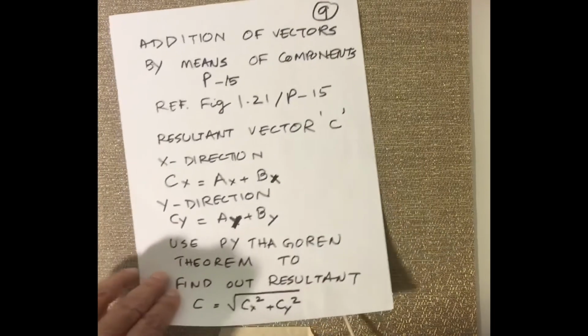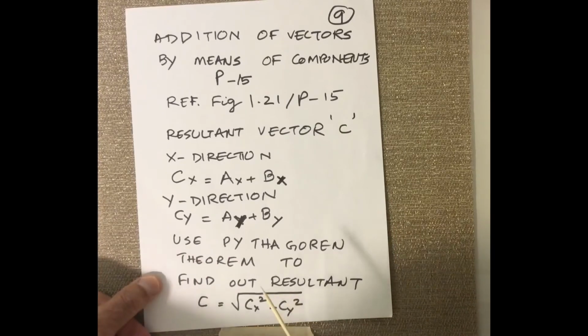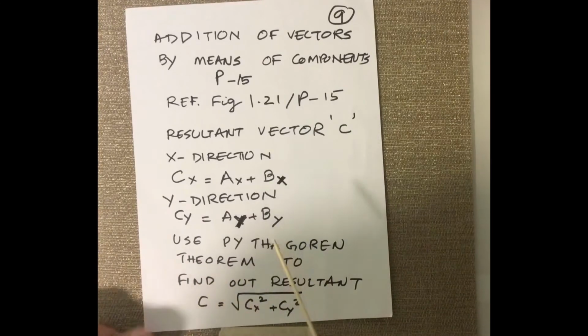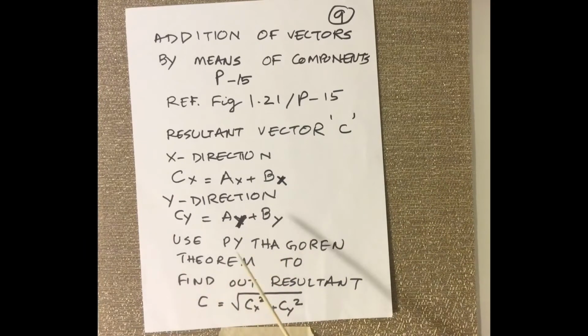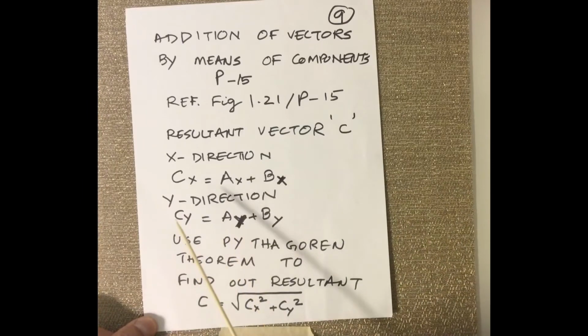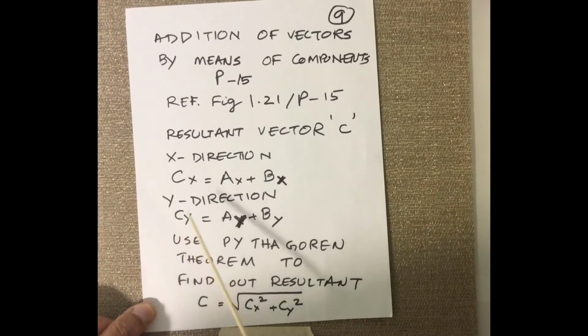Now we'll talk about addition of vectors using component method. And you know by this time, I believe, in the direction of x, we are resolving, let's say you have a vector C, which is the resultant vector. You have a single vector A, B, and A and B, as you see.